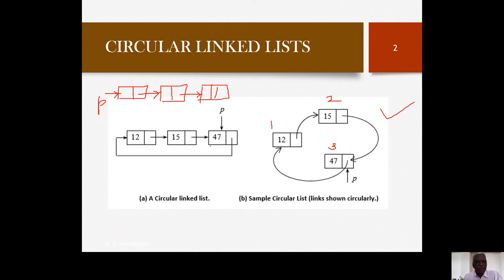Adding nodes to the front, to the end, or to the middle can easily be done if we maintain one such pointer. It's not mandatory that we always have P point to the last node; it could point to even here. But the programming part of it requires some changes. Fine, so these are the preliminary details of the circular linked list.